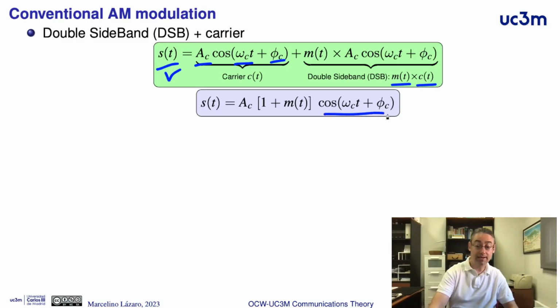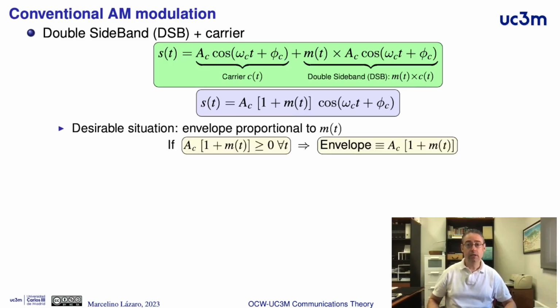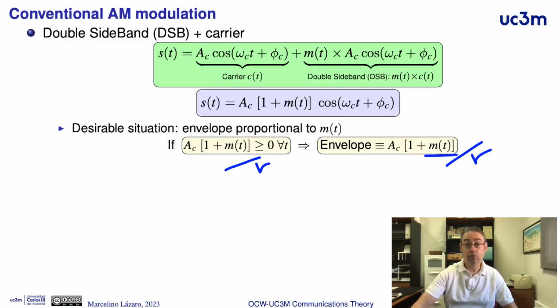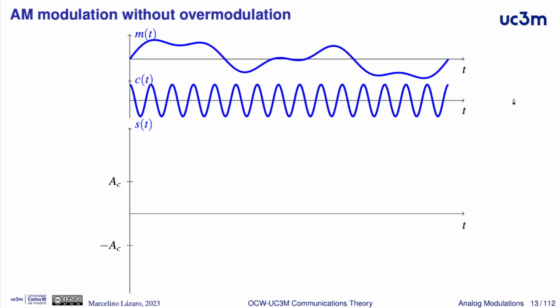Therefore, the cosine now is multiplied with this term, the carrier amplitude times 1 plus the modulating signal. The ideal situation is to have this term always non-negative, greater or equal than 0, because in this case the envelope of the modulated signal is equal to this term, which is proportional to the modulating signal. And an envelope detector will allow to recover the information.